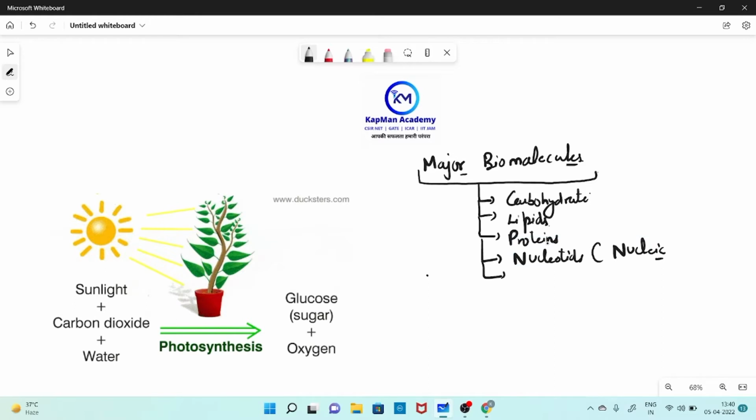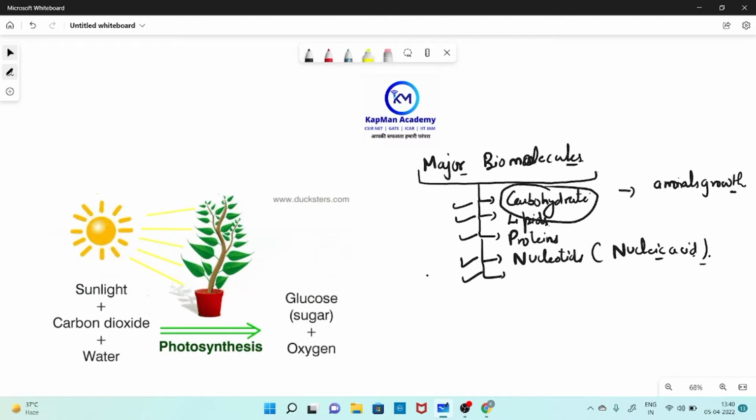All these are the major biomolecules, and they are all very important for the growth of animals and organisms. Right? Now we are going to discuss one by one all these major biomolecules: how they are helpful, what type of functions they do, and what their structures are. First, we are going to see the carbohydrates.